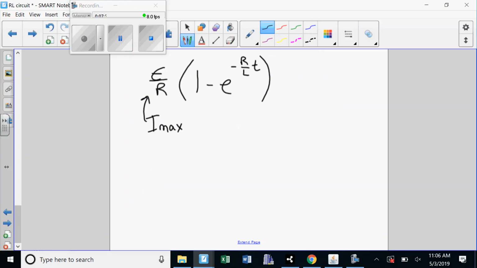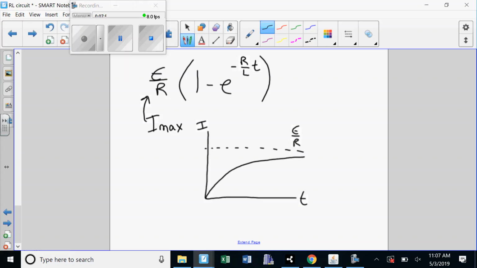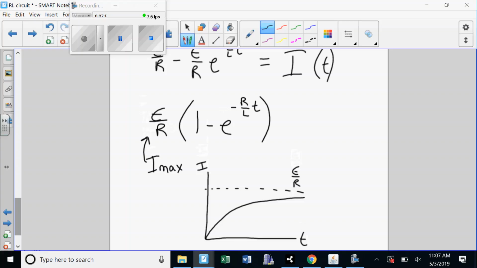Okay, so this guy would look like this: current as a function of time. It's approaching some value of epsilon over R. It starts at 0 and it's an exponential approach. The other thing I want to point out right here: remember that this function is 1 minus e to the minus t over tau, where tau is in the denominator. So that means our tau, our time constant for the LR circuit, is just L over R.